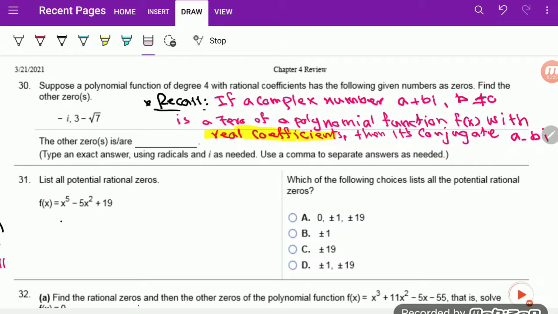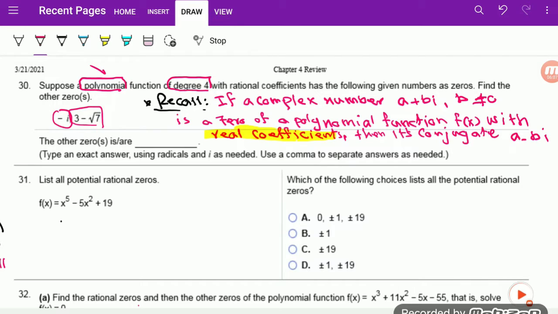Suppose a polynomial function of degree 4 with rational coefficients has the following given numbers as zeros. Find the other zeros. Again, we are given two zeros. One of them is a complex number, negative i, and the other one is an irrational number. And again, we have a polynomial with a degree of 4, so immediately we are going to have at most 4 zeros. Now we are given 2 zeros. Can we find another 2 or no?